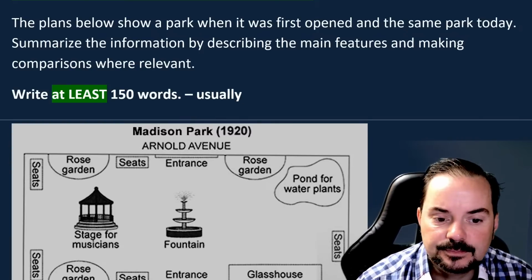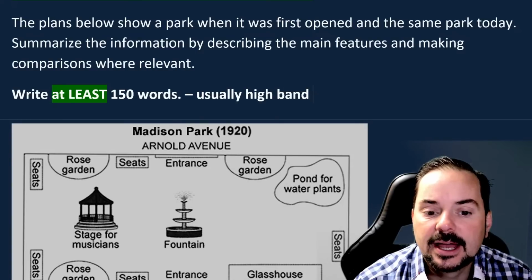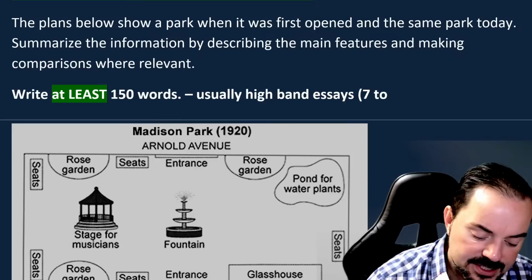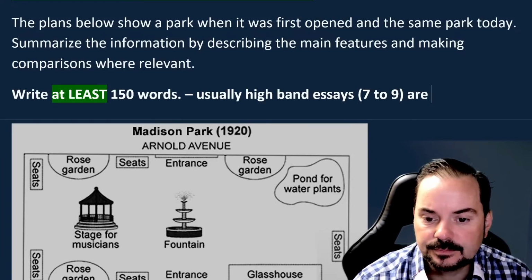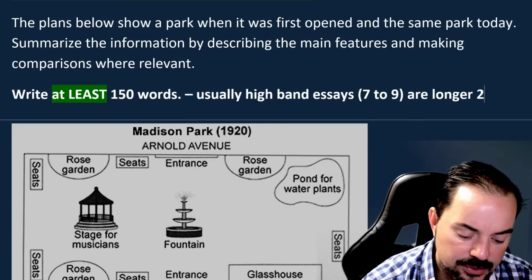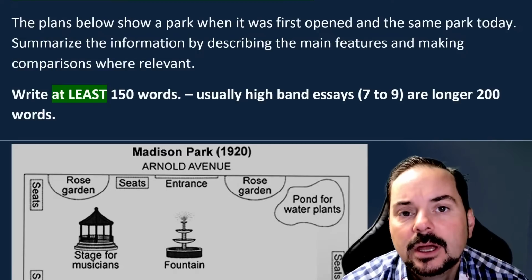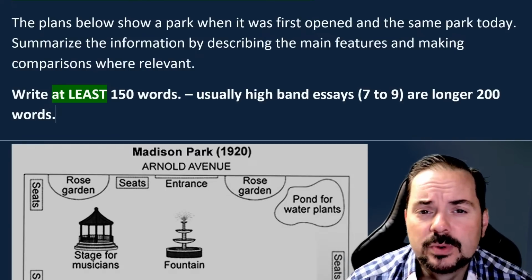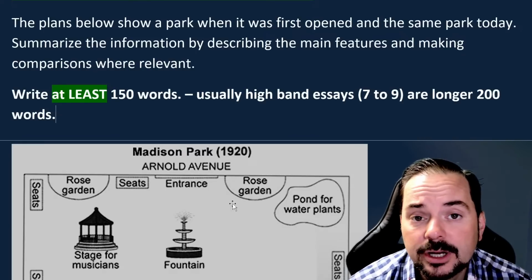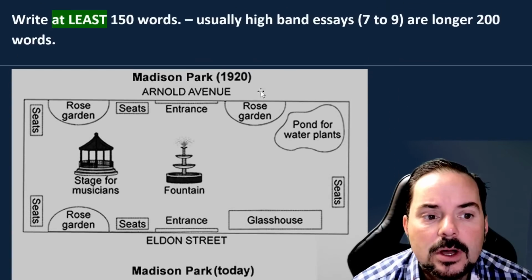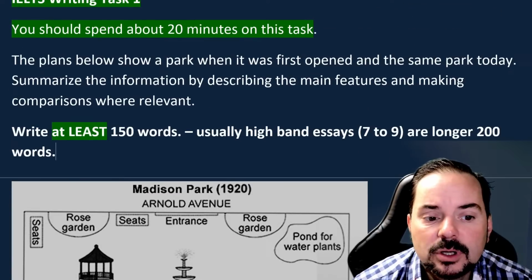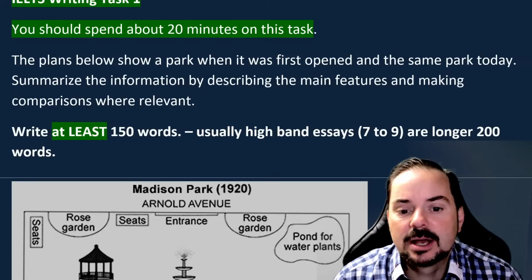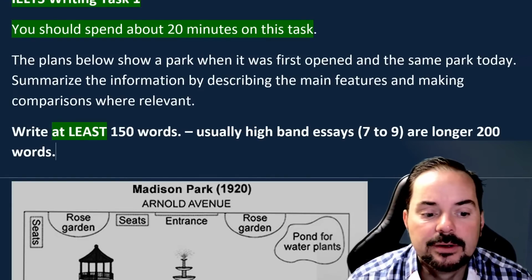Usually, high band essays, like let's say band 7 to 9, tend to be a bit longer. Okay, like 200 words. There's definitely enough information in these graphs, charts, maps to write 200 words of good information, so you can do that. Okay, so again, the plans below show a park when it was first opened and the same park today. Summarize the information by describing the main features and making comparisons where relevant.